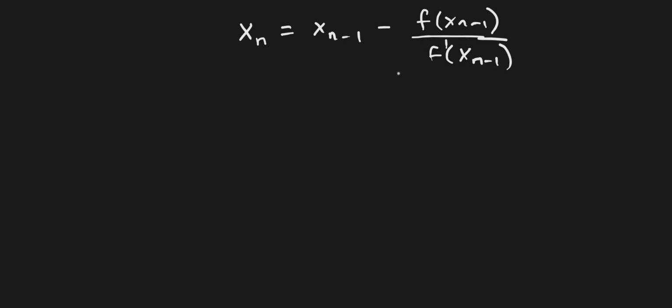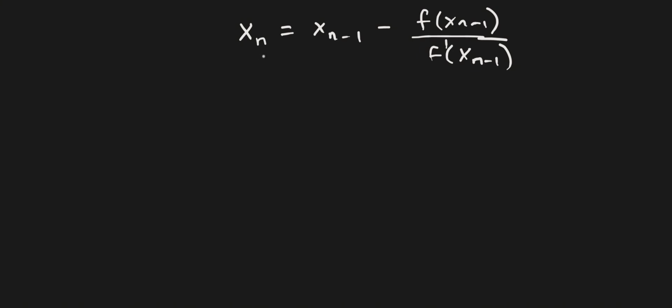The formula for Newton's method is as follows: x sub n is equal to x sub n minus 1 minus f of x sub n minus 1 over f prime of x sub n minus 1. Sorry, it's not x sub n in the numerator. So this is the formula.